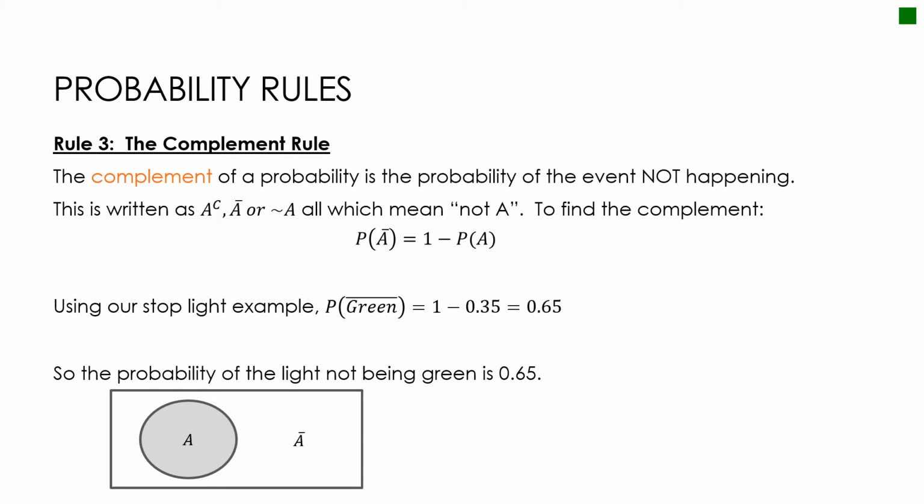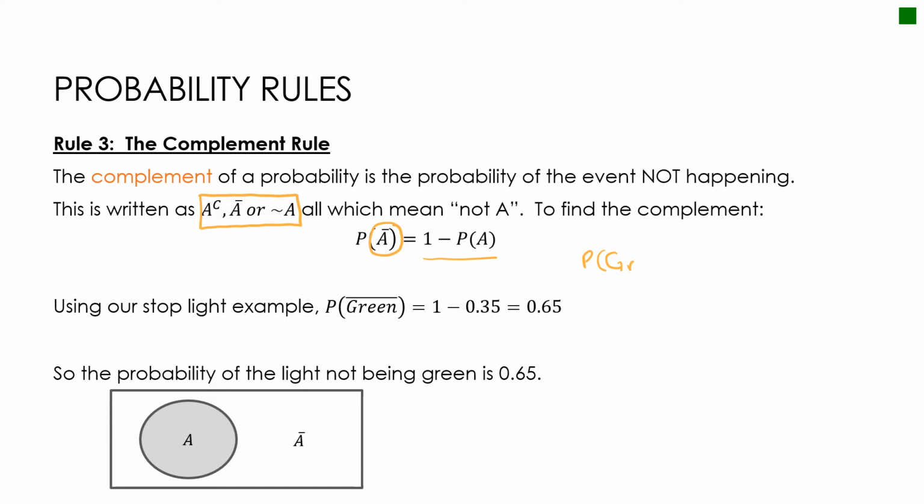This brings us to the complement rule, and the complement of a probability is the probability of the event not happening. So there are different ways that we might write this, and we can see the different notations you might see. This is the one that is most commonly used, or that I've seen most often in my studies. So I'm saying the probability that A did not happen is equal to 1 minus the probability that it did happen.